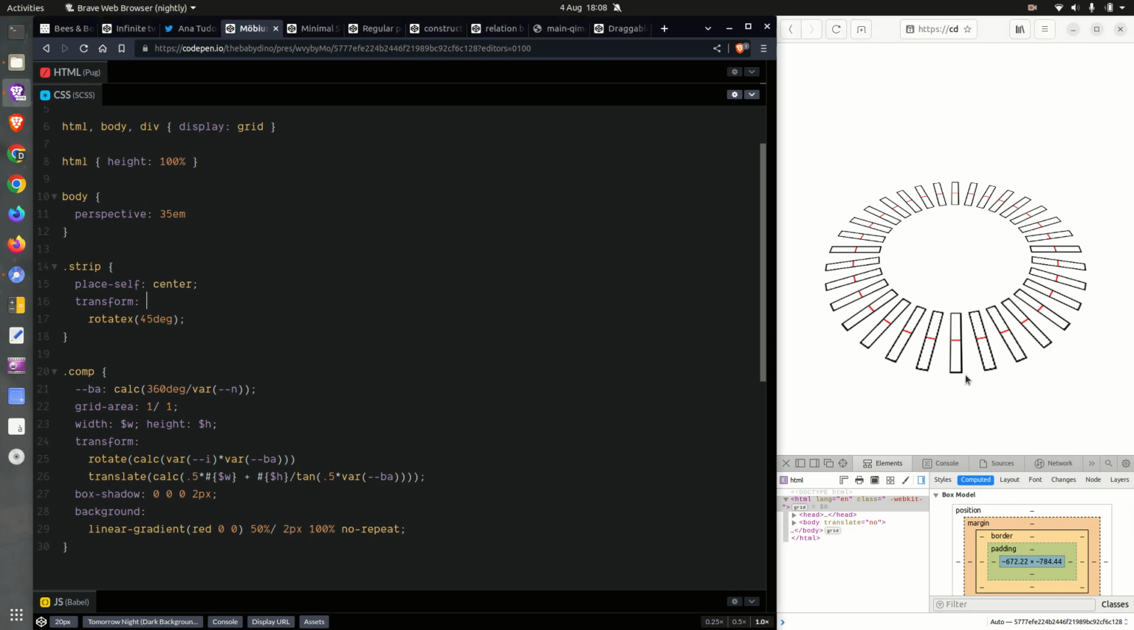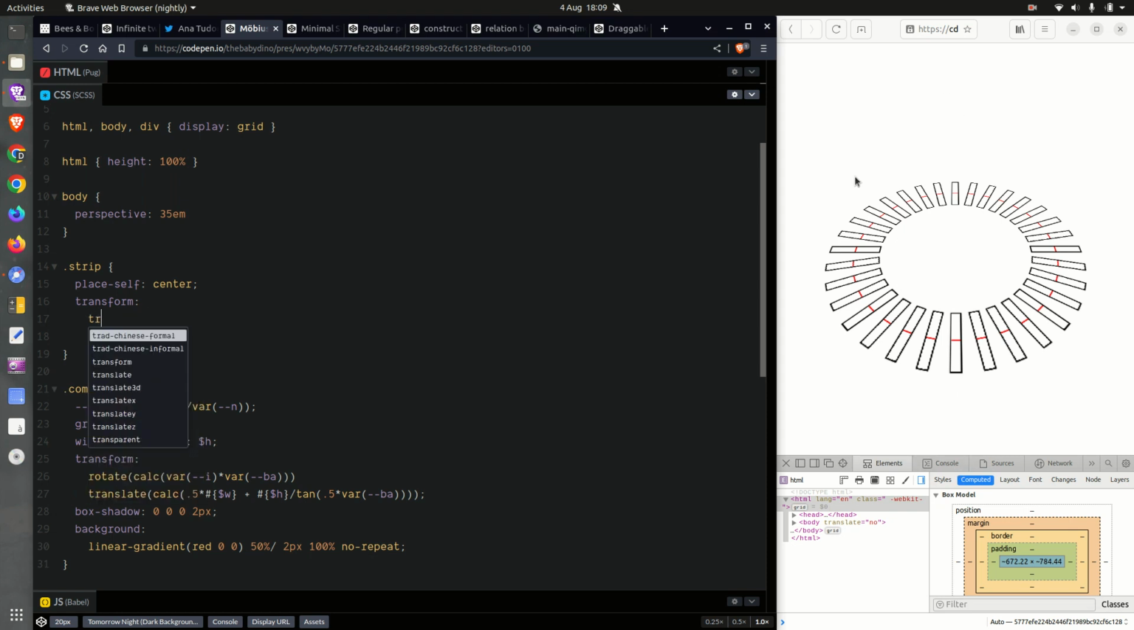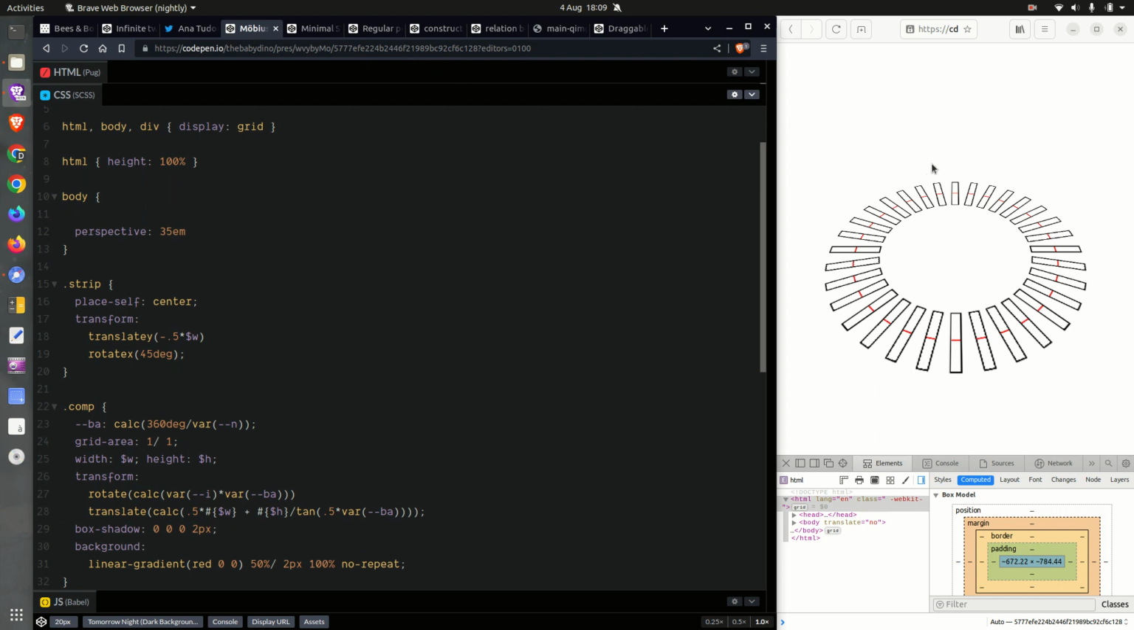One thing I don't like is the fact that it's closer to the bottom than to the top. So we're going to add a vertical translation. So translate y by minus half the component width. Okay, and let's also set a perspective origin that is a bit higher up. So perspective origin in the middle horizontally, but vertically is going to be 50% minus component width, let's say.